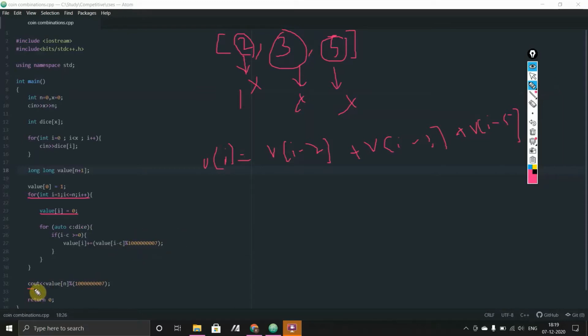And then finally, after all these calculations, it will be simply cout value of n modulo this. Now this is actually more of a precaution than anything. You can do away without it. I hope you guys have understood it.